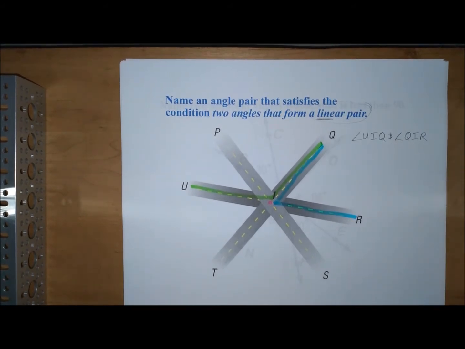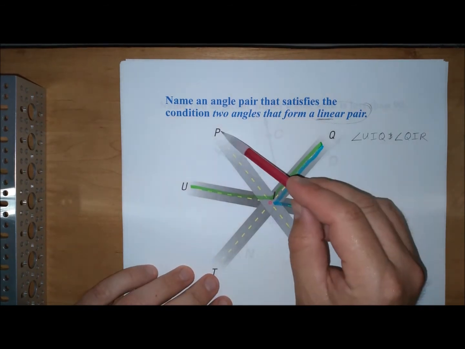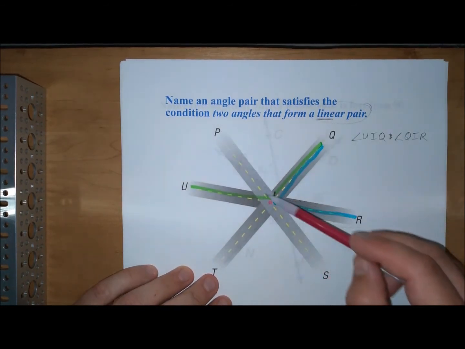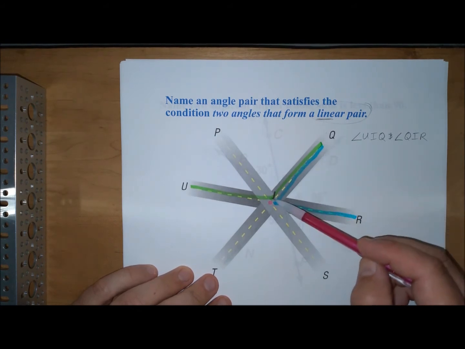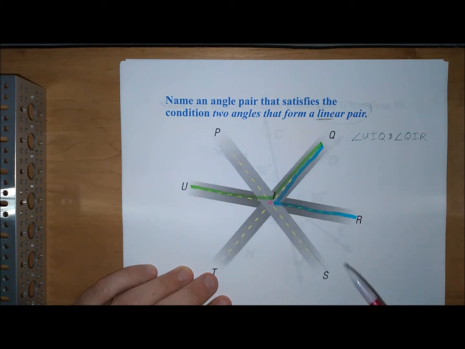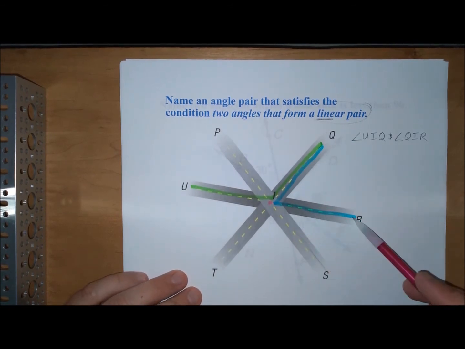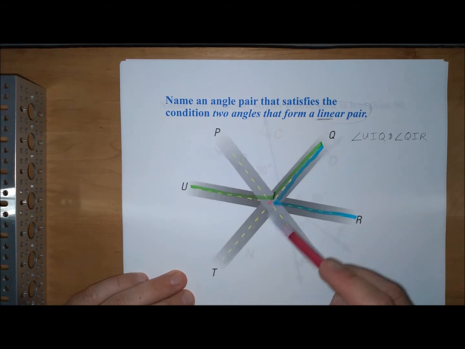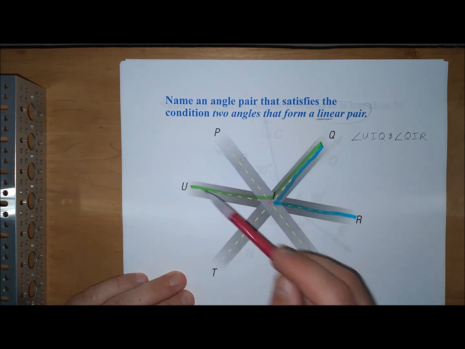Now, are there others in this picture? Absolutely. I could say angle PIQ forms a linear pair with angle QIS. I end up with that straight line on the back side of this linear pair. I could also say that QIR forms a linear pair with RIT. And there I end up with that straight line, right? I could also say RIS forms a linear pair with SIU, or I could say RIT forms a linear pair with TIU.